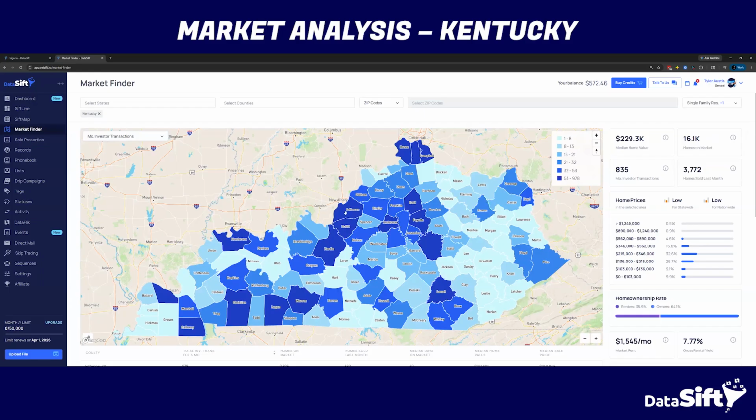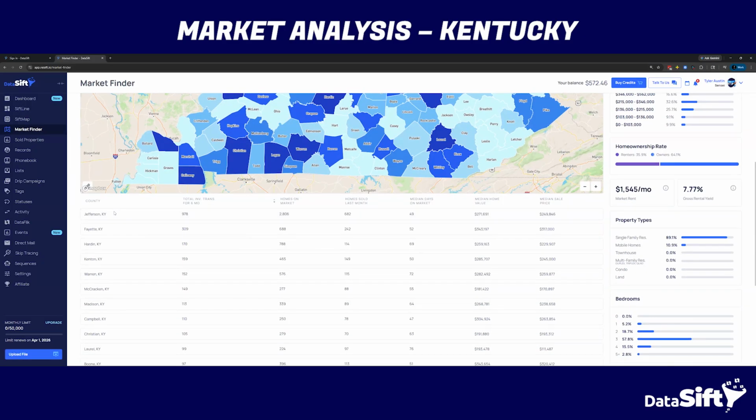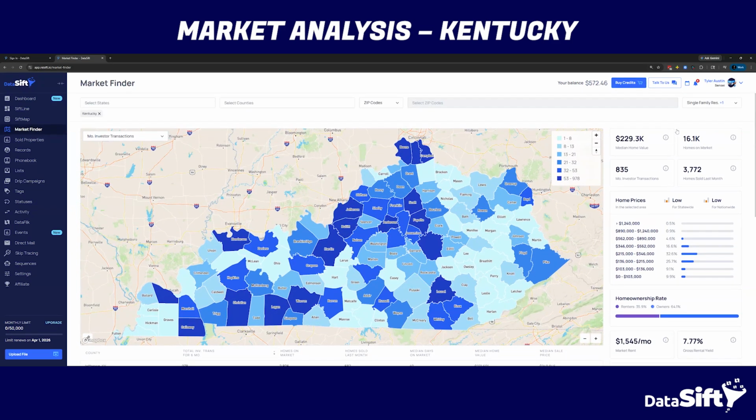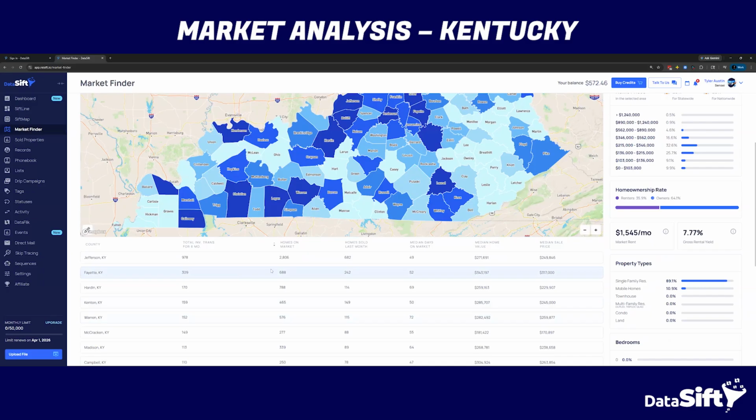This is going to change some of my counties, because some of them might predominantly be land sales or things like that, and I might not want to see that to decide which county I want to focus on. I can see my rank of transactions here. This is sorted by the total amount of investor transactions over a 6-month period. So Jefferson's at the top at 978. So definitely the best county, especially now that I've added single family and mobile homes only.